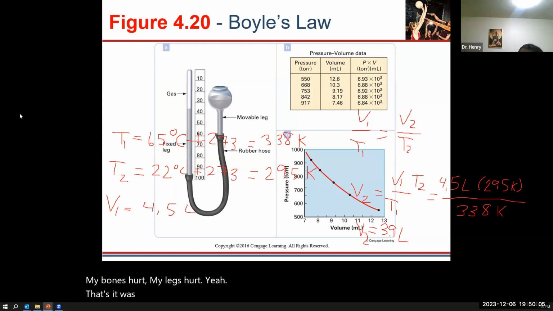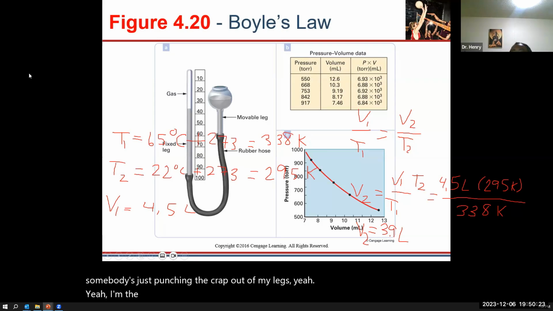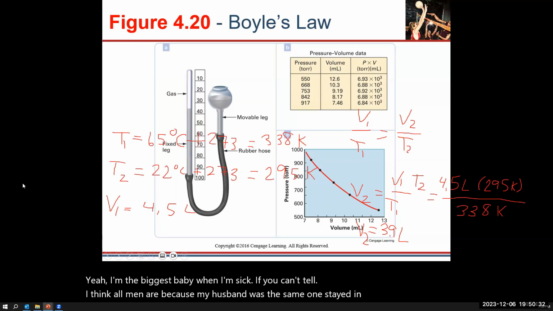Everything hurts right now. My back, my legs. I feel like somebody's just punching the crap out of my legs. I'm the biggest baby when I'm sick, if you can't tell. I think all men are, because my husband was the same way. He stayed in bed. We were just talking about this over the weekend, that men are big babies.